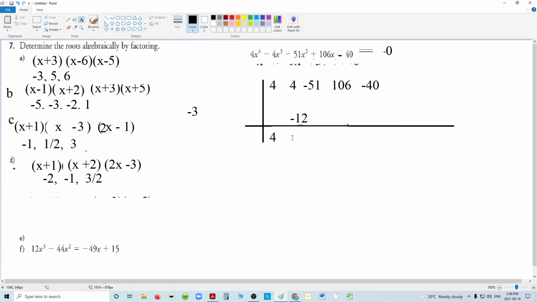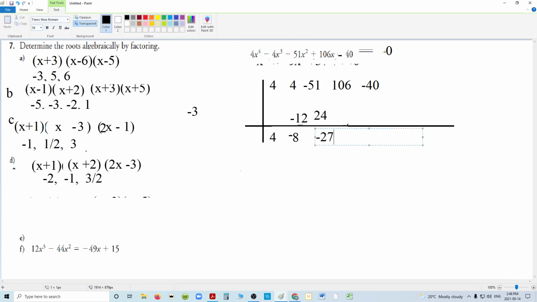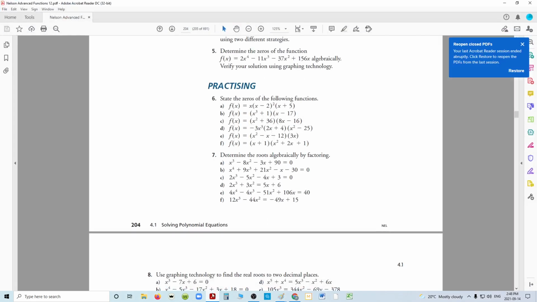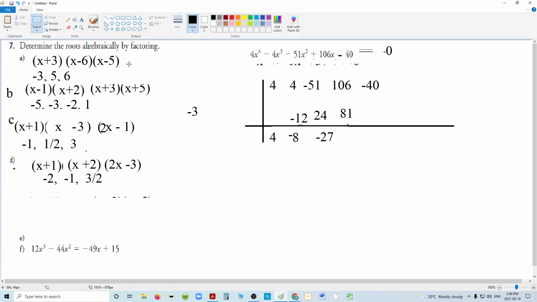Did none of these work yet? No, 8 minus 8. So 24, add them together, I get negative 27 times 3. I get positive 81. No. Let me check the formula and make sure I didn't screw up anything here. That's why you keep the original one. Yeah, I did screw it up. Screwed it all up right there.